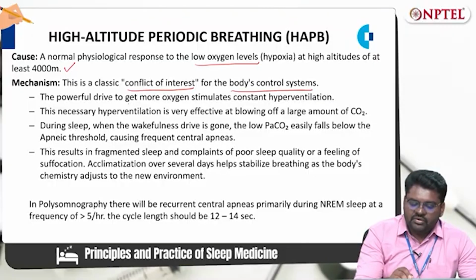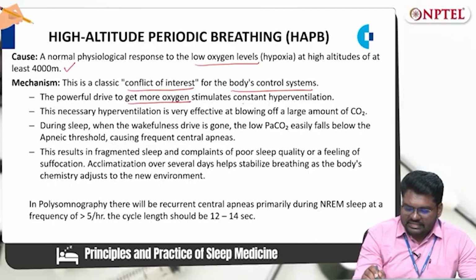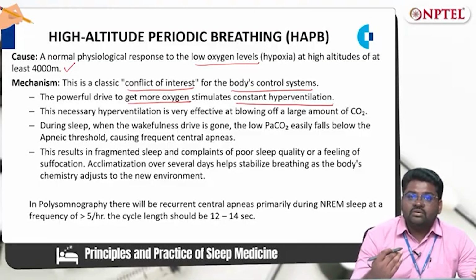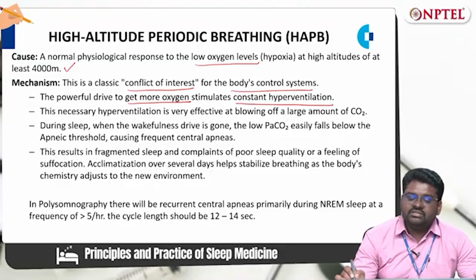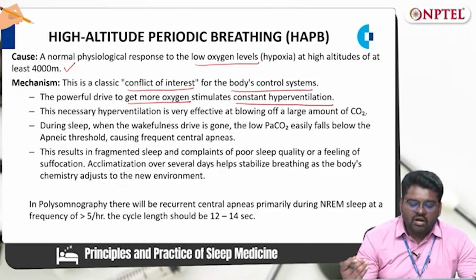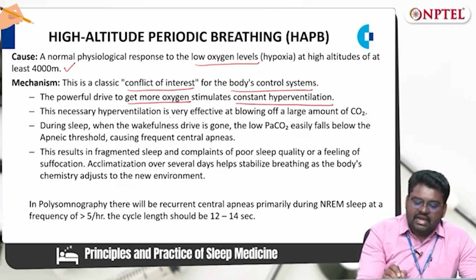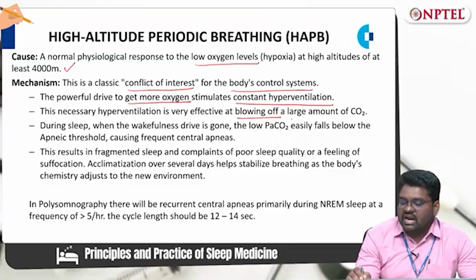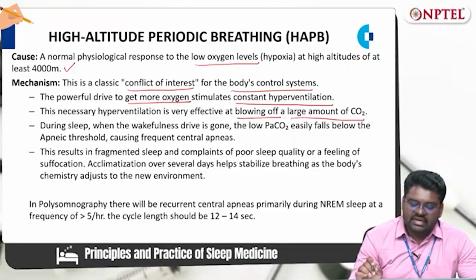Powerful drive to get more oxygen stimulates constant hyperventilation. So the oxygen is very less in the body, and our body makes a response: we should breathe more so that we will get more oxygen. This hyperventilation is very effective, and what does it do? It blows off a large amount of carbon dioxide.